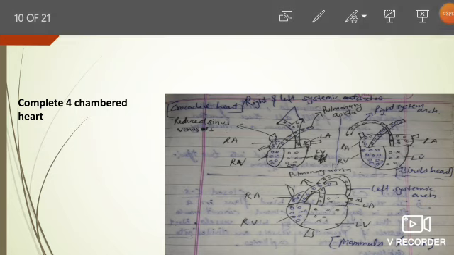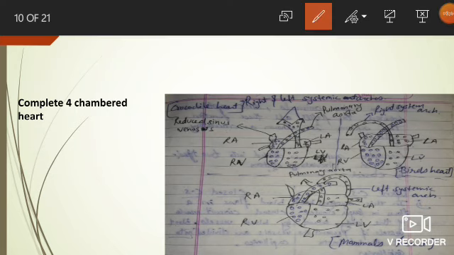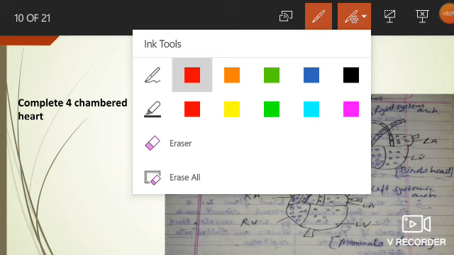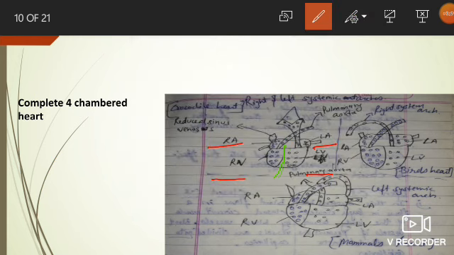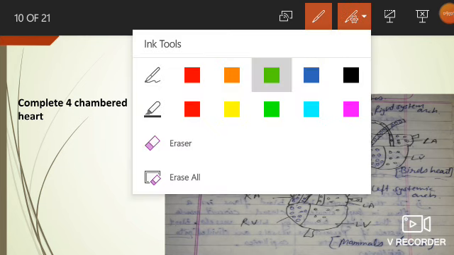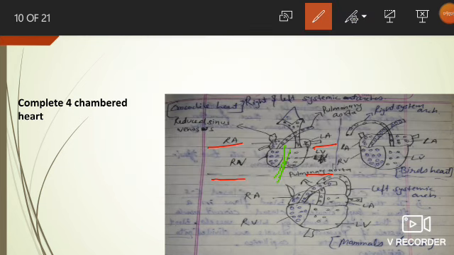In the crocodile heart, there is no sinus venosus. The sinus venosus is in reduced form. So there is proper demarcation of the right atrium, left atrium, right ventricle, and left ventricle. In the complete four-chambered heart, there is proper formation of a complete septum between the right ventricle and the left ventricle. So it is considered a complete four-chambered heart.